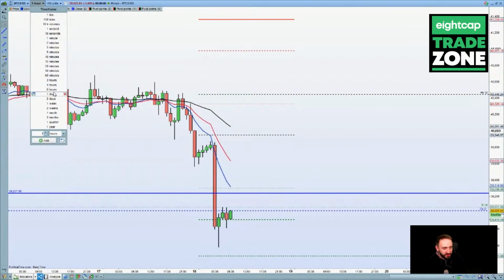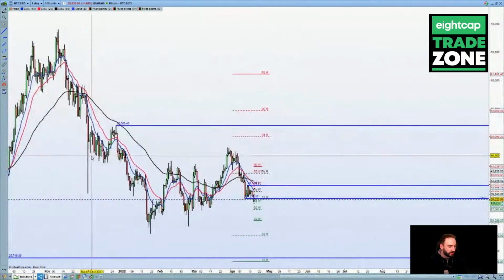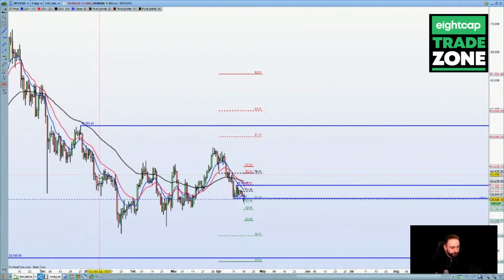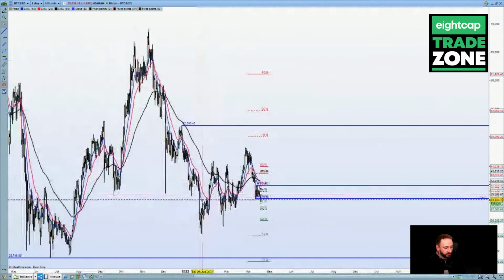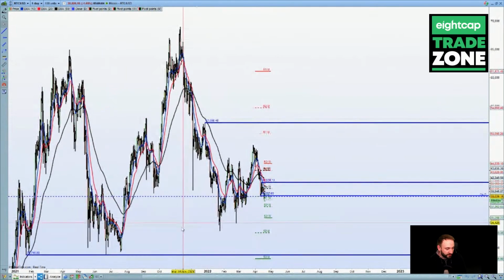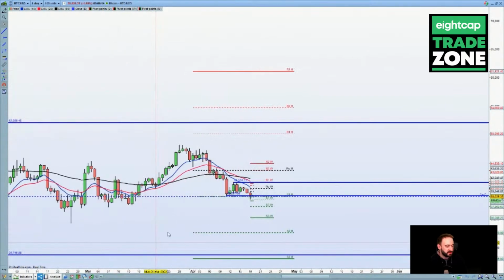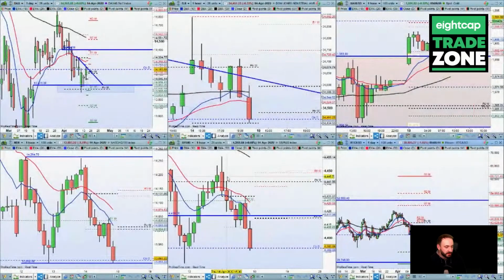At the moment, I prefer to trade Bitcoin on a daily time frame, and I'm not really seeing a huge amount other than potentially breaking back up, maybe challenging that 41. Obviously, if we really do start selling, I've got a huge level down here at 29.7, but that's some distance away. So we'll have to wait and see if that market wants to do that.